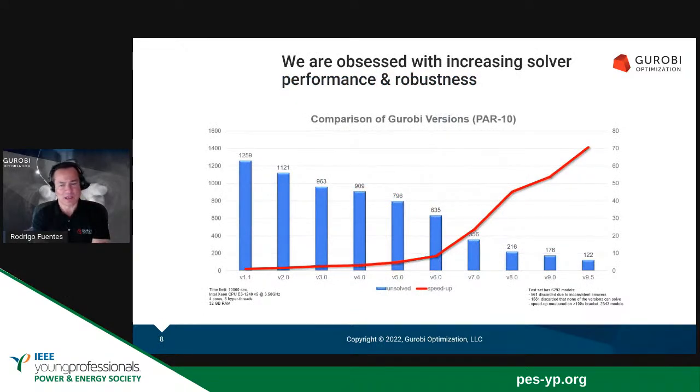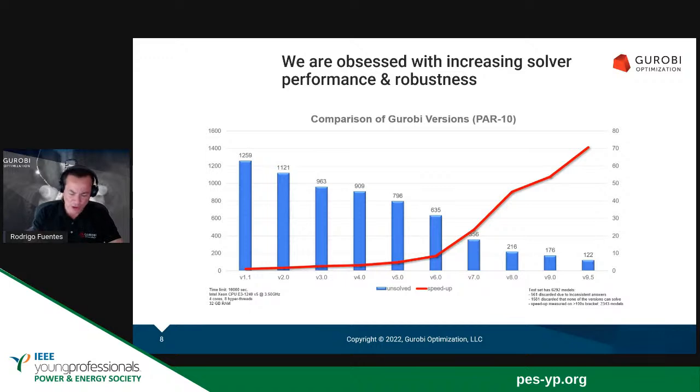This is how the tool has evolved over time. Since version 1.1, you can see on this chart two things. The red line on the chart indicates how much faster the solver has become over time. If you look at version 1.1, 14 years ago, to the current version we have, 9.5.1, the speed of the solver has gone up by a factor of 70.